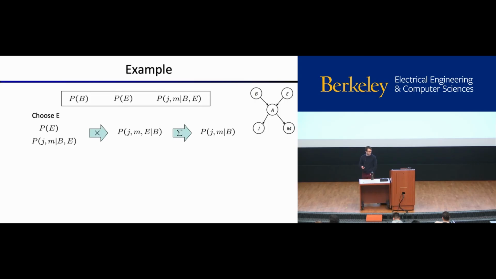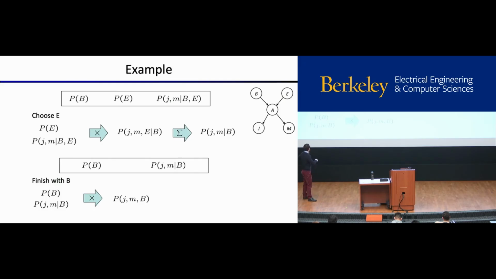Now we choose E. We take those factors and multiply the ones that involve E together. We get JM given E and B. We sum out E and get P of JM given B. Then our remaining factors are whatever we didn't use so far. So P of B will come down, and this P of JM given B will come down. We have 2 factors remaining. We're just going to finish with B. We multiply these 2 factors together, and then we normalize, and what's remaining is a distribution over B conditioned on JM.